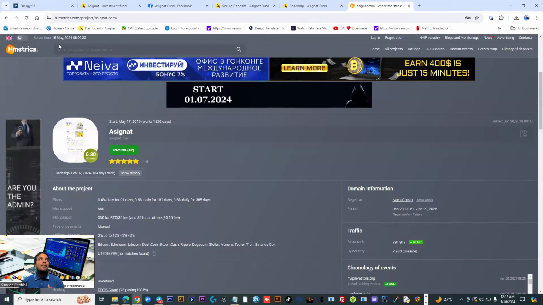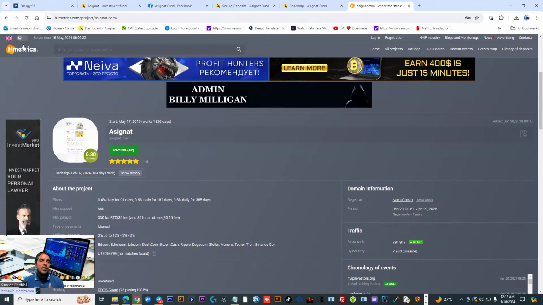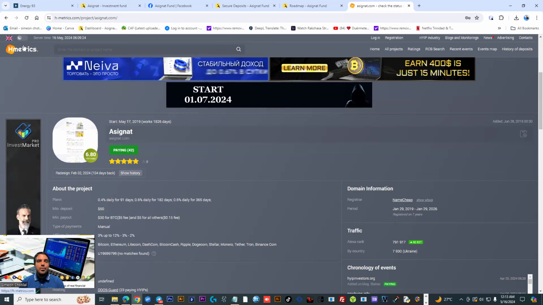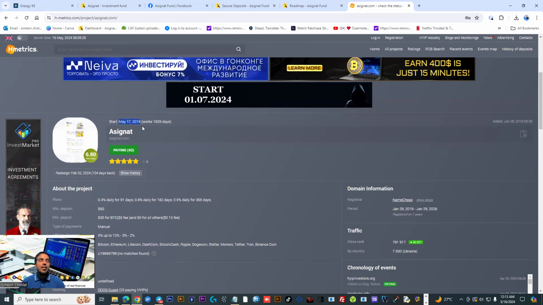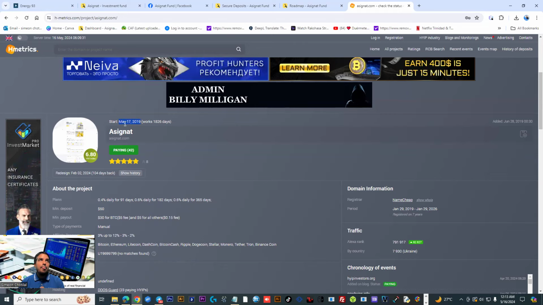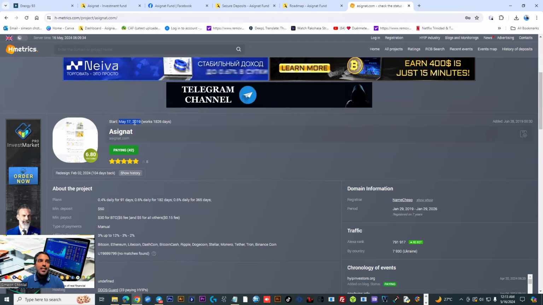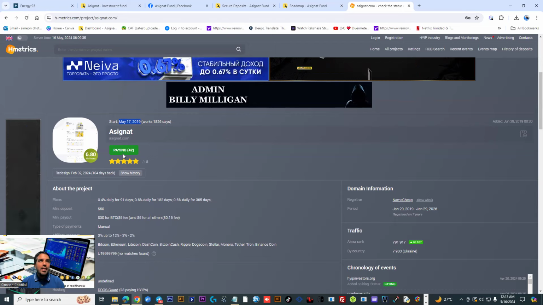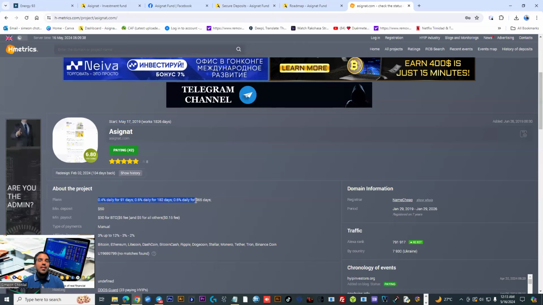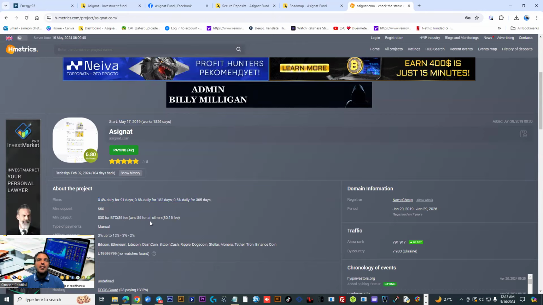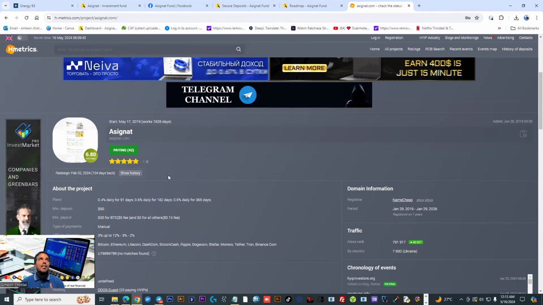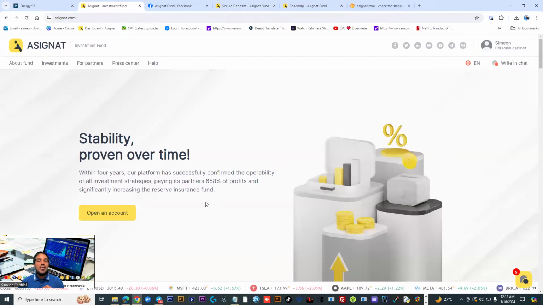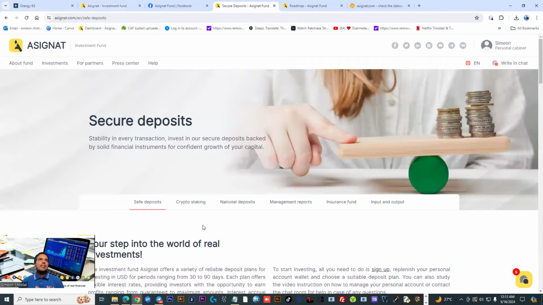So we have here Each Metrics, a real cool site to check out projects that deals with cryptocurrencies. And you could see clearly here, this project has been running since May 17, 2019. The project is still paying. You could see some really cool, amazing plans available. And that's awesome, guys, because we've seen here that this project is working since 2019.